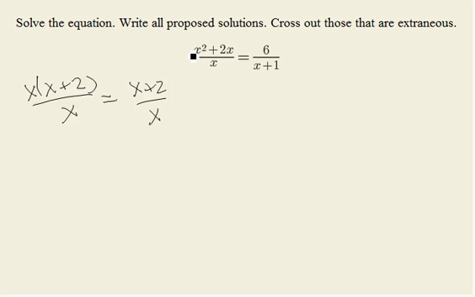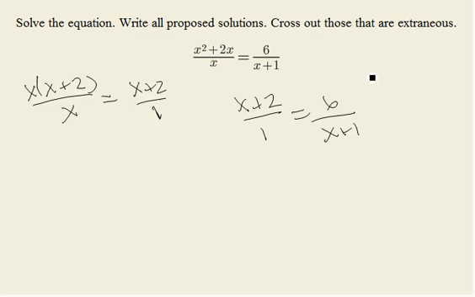So, by replacing that with your x squared plus 2x over x, you're going to get x plus 2 over 1 equals 6 over x plus 1.